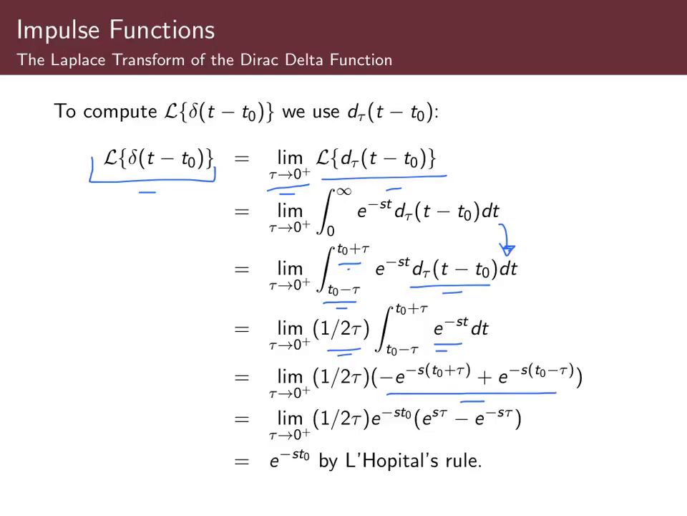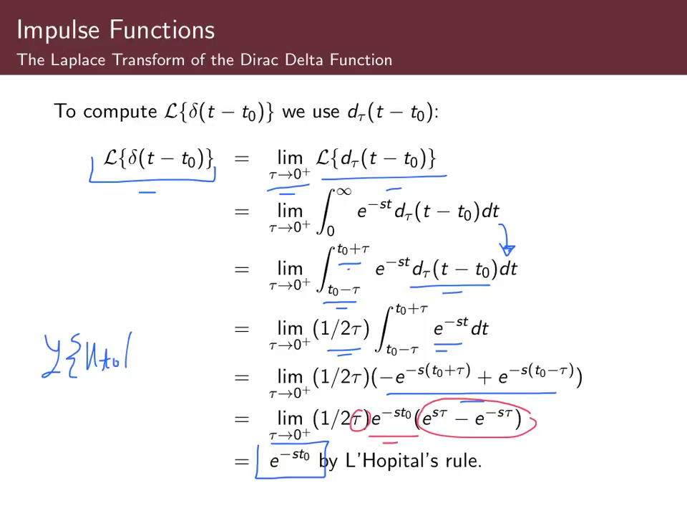Okay, and then doing a little bit of arithmetic, in particular factoring out an e to the minus s times t naught, you're going to have basically the hyperbolic sine function divided by tau there. The initial pass of the limit is going to give you 0 over 0, but if you use one application of L'Hopital's rule, the Laplace transform of the Dirac delta function is going to be e to the minus st naught.